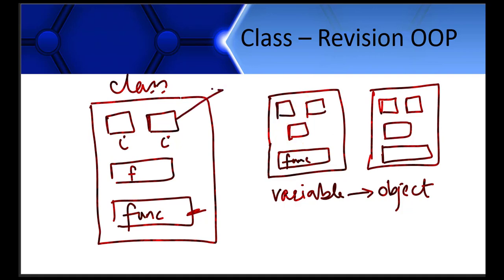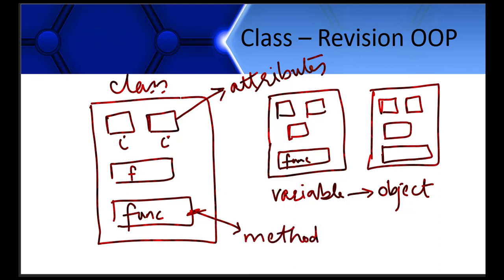Now these variables in the class are known as attributes, and this function is known as a method or member function, right? And all the objects of this class can point to this function, can access this function. Okay, so this was a quick overview of class in object-oriented programming. Let's see how we will implement this concept in Python.